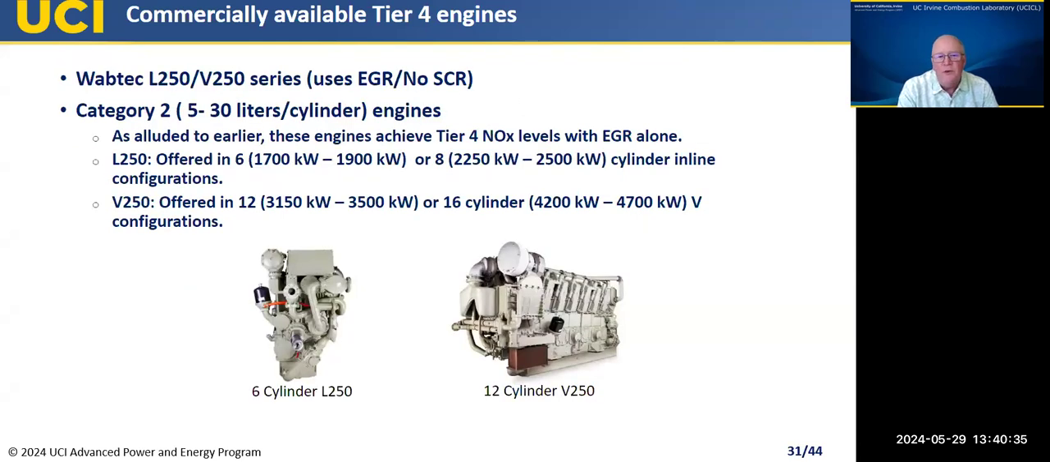So these are the Wabtec engines. So here we're using the EGR solely for NOx without any SCR. These particular engines are the larger category 2 type engines. But again, these are the ones that are currently available that can meet the NOx levels with EGR alone. So these are all available recently. Next.